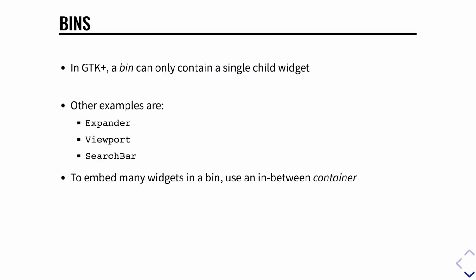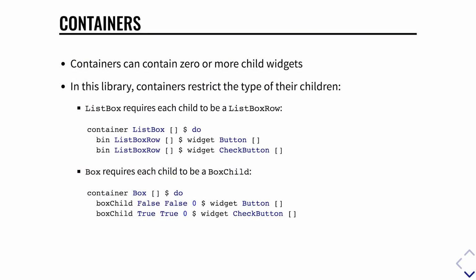You can create what's called a bin, which is a widget that contains a single child widget. So, oh, there's something missing here. Anyway, some examples are expander and viewport and search bar. There should have been a code example there, but it's gone. Anyway, you can put more stuff in a bin by creating an intermediate container and then putting stuff in that container. So containers are widgets that contain zero or more child widgets.